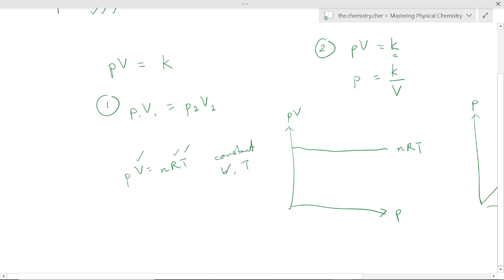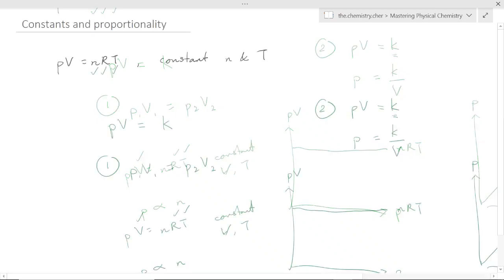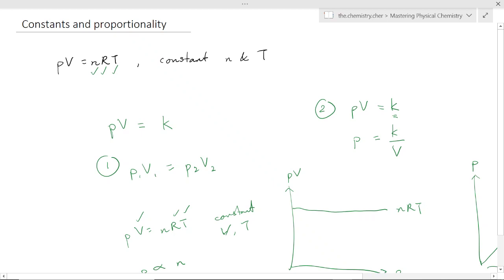These three will be constant, so P is proportional to n. This simply means that the pressure ratio is the same as the mole ratio. When the number of moles of gas multiplies by 2, my pressure will immediately double, given that volume and temperature are constant. With that, this is how we can use the idea of constants and proportionality to tackle different questions and learn some of the more advanced physical chemistry concepts.